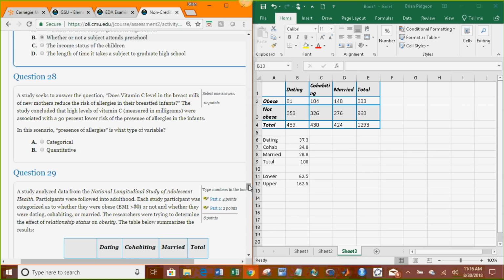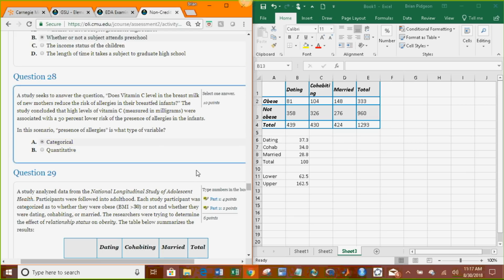All right, a new study seeks to answer the question, does vitamin C level in breast milk of new mothers reduce the risk of allergies in their breastfed infants? The study concluded with high levels of vitamin C were associated with a 30% lower risk of the presence of allergies. So in this scenario, presence of allergies is what type of variable? That would be categorical. Basically a yes or no question. Do they have allergies or not?